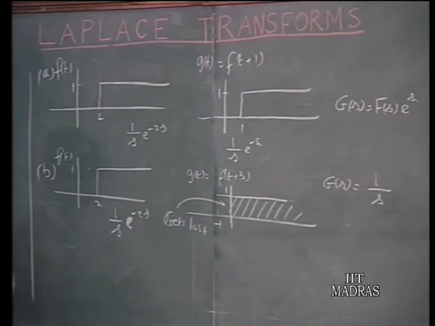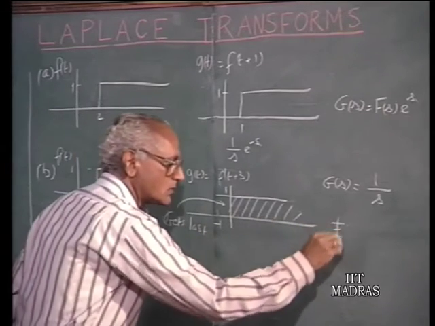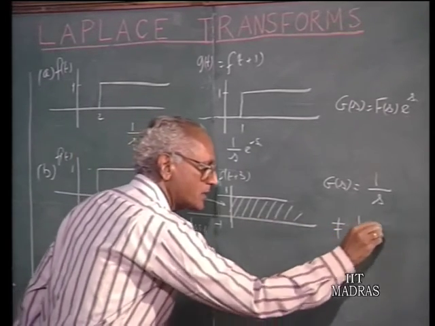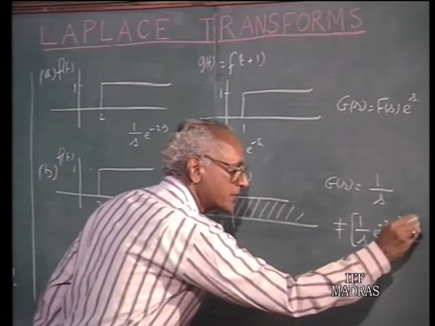The function is advanced by 3 units. Therefore, this is not equal to 1 over s e to the power of minus 2 s, which is the Laplace transform of f of s. The advance corresponds to 3 s.